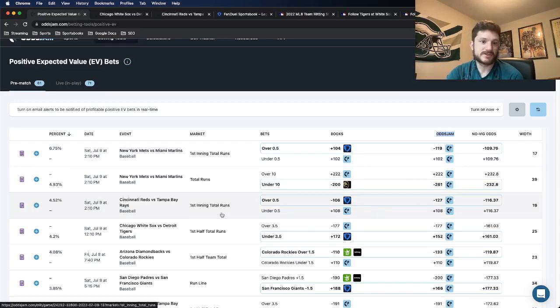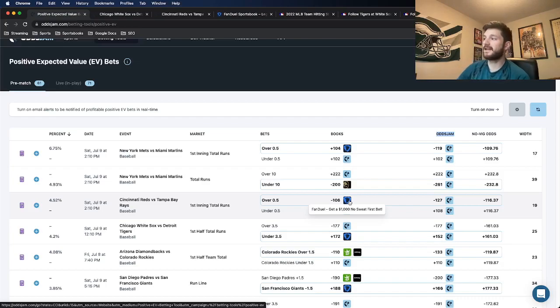So for this one right here, it's a yes run first inning in the Reds versus Rays game. So the OddsJam line prices this at minus 127. One thing that is important to do is just remove the VIG. The VIG is essentially just the juice that sportsbooks price up odds. It's how they make their money. So the no VIG odds is what the line is truly being priced at, with no VIG, no juice. So you can get an accurate representation of what the OddsJam line views a line to be priced at. So this one priced at minus 116. So the odds that we are betting it at are on FanDuel at minus 106. So that bet has a positive expected value of about 4.52%.